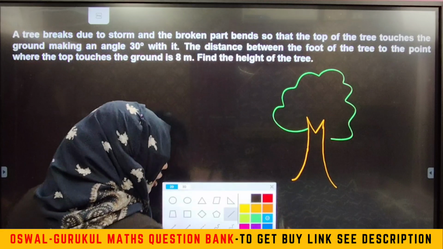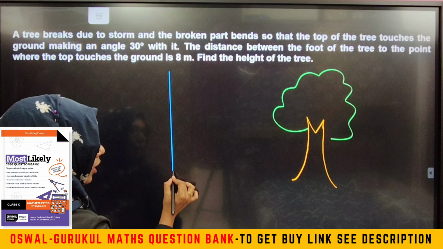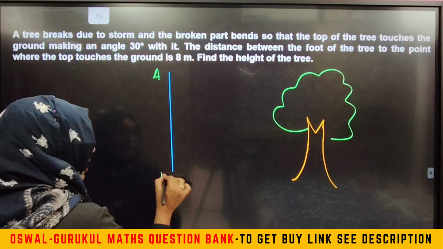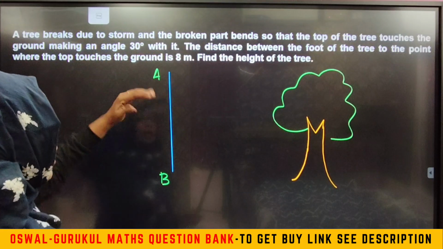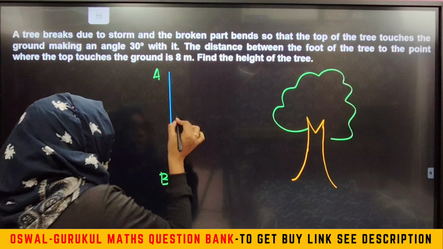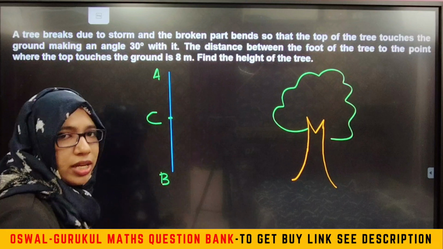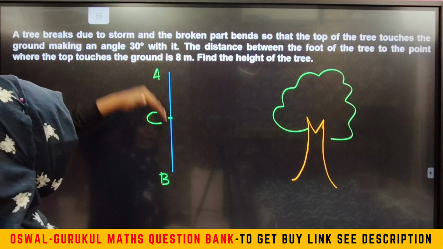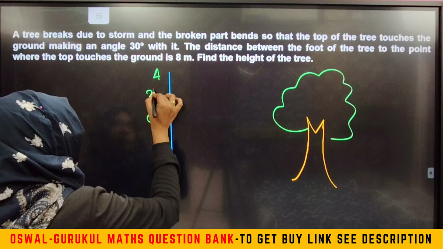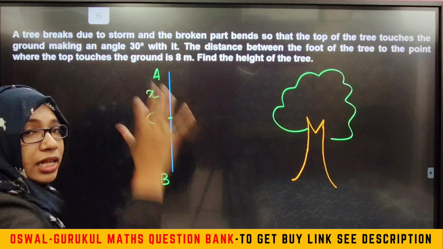Suppose this is the height of the tree I am talking about, the total height of the tree, and I am calling it AB. After the storm it broke. Suppose I consider this point as the point of break. So the entire height of the tree has become two parts. I am taking this part as x, and this part as y.